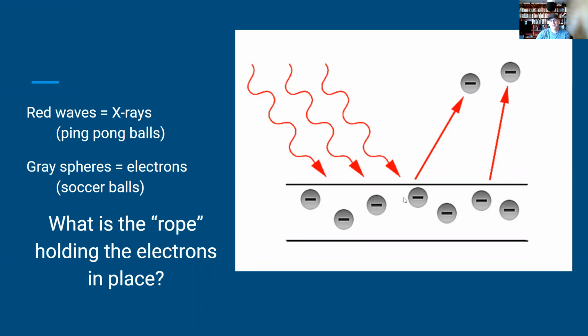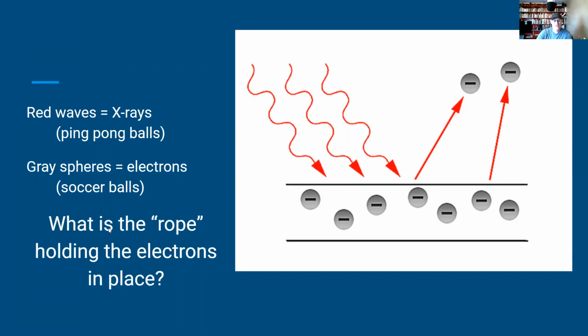They end up hitting these electrons. These electrons get some of that extra energy, and they start flying off the surface itself. So if we go back to the analogy of the ping pong balls and the soccer balls and so forth, the red waves coming in are the ping pong balls. The gray spheres shooting off end up being electrons, which are the soccer balls.